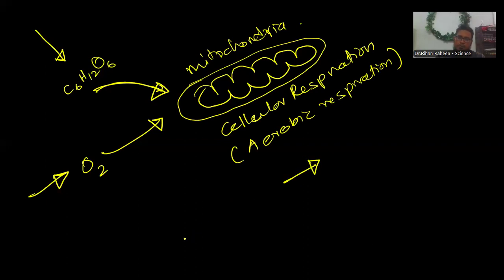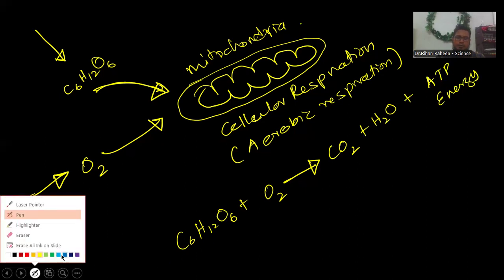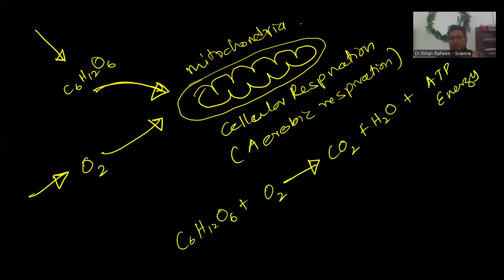Then what will happen? C6H12O6 plus O2 will produce carbon dioxide plus water and release the energy. The energy which is present in our body is only known as ATP energy. Adenosine triphosphate. ATP energy. Okay, for the sake of balancing this equation, I can put 6, 6, 6.